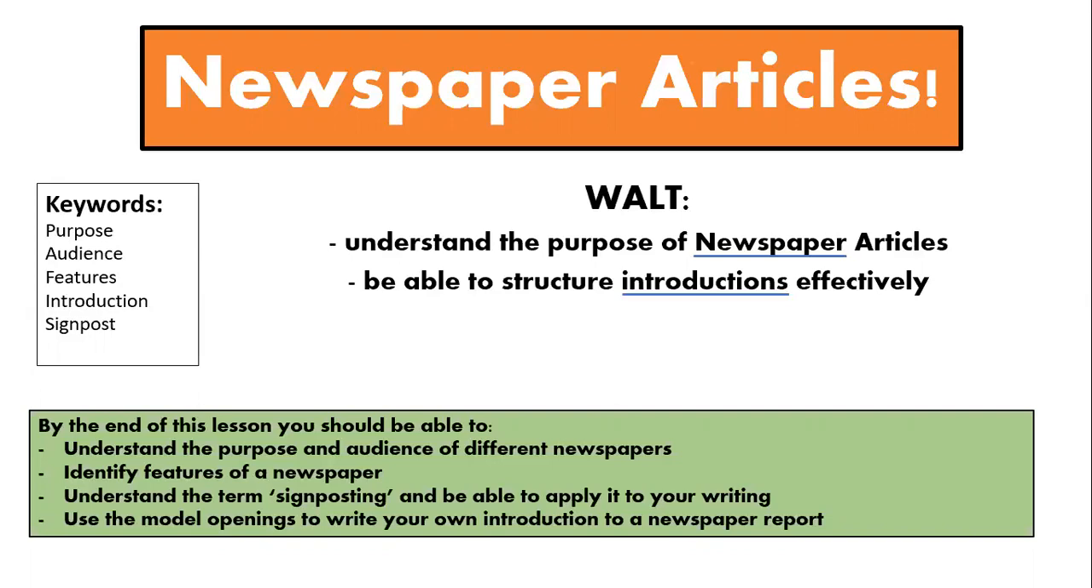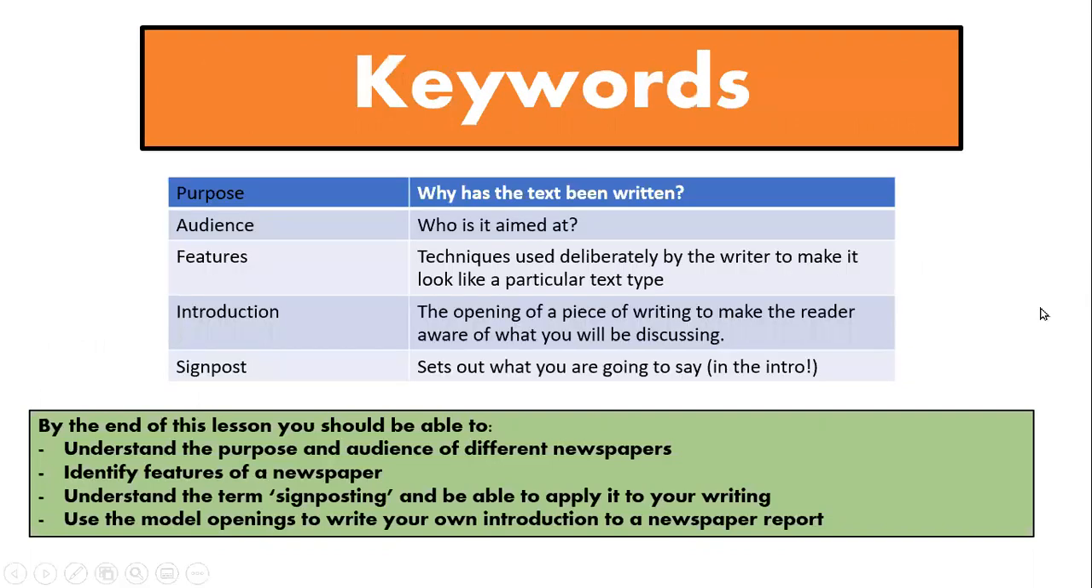Let's have a look at today's keywords. Purpose. So thinking about TAP, where we have a text type, audience, and purpose. Purpose is why the text has been written. So what has it been written for? We're going to look at different purposes in a moment, and you're going to decide what the purpose of newspapers is. The audience are the people that will be reading a particular text. So who is it aimed at?